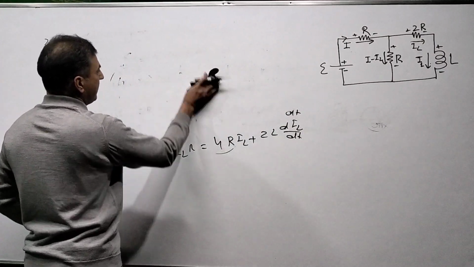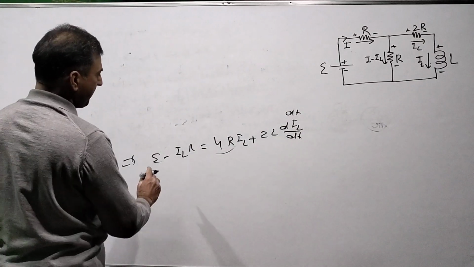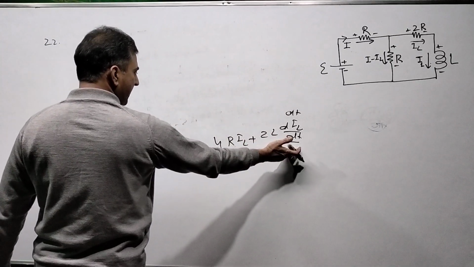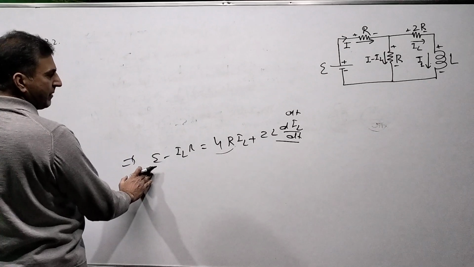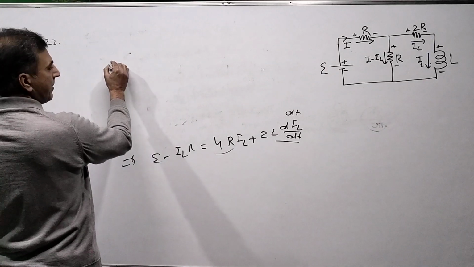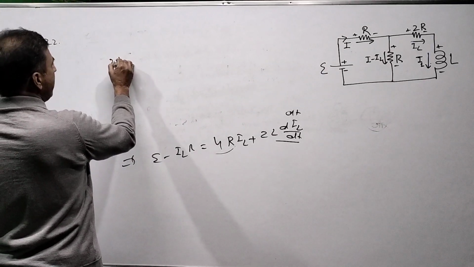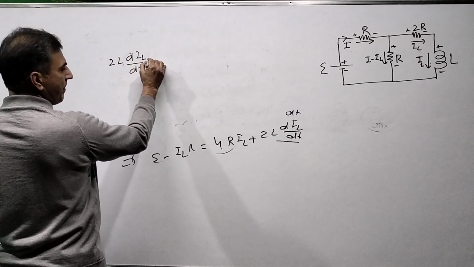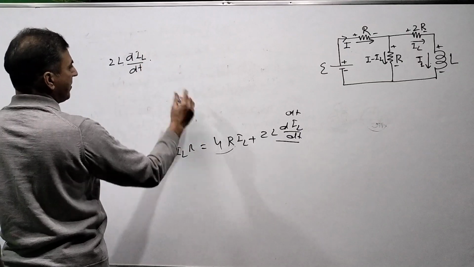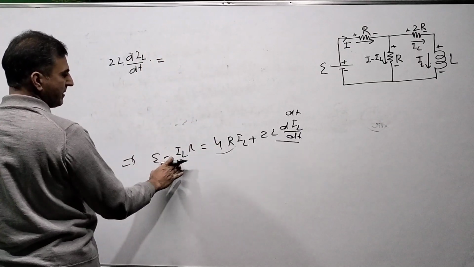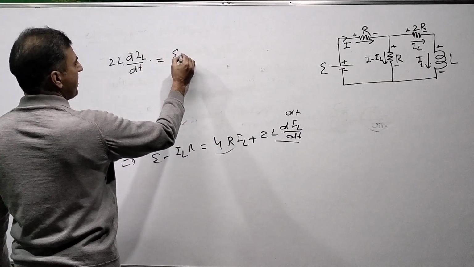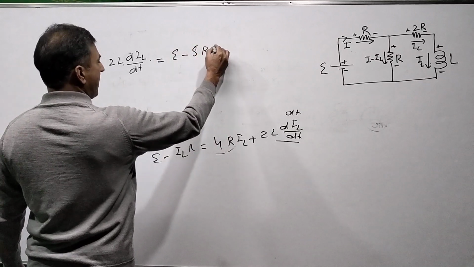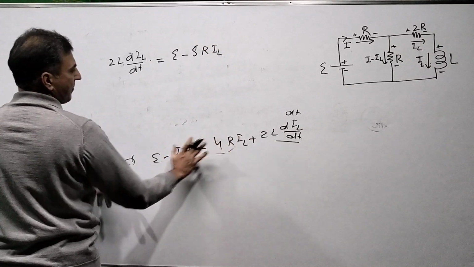तो ये equation मैं यहां रखता हूं, तो क्या होगा? चलो इसको इसी में रहने दीजिए और इसको यहां लाइए. तो it will be 2L times dIL by dt is equal to E minus 5RIL. That is the equation here.